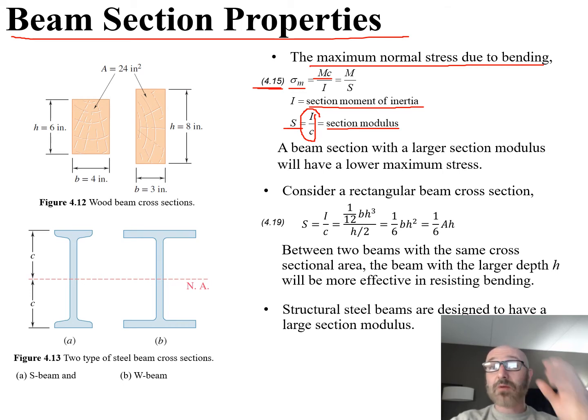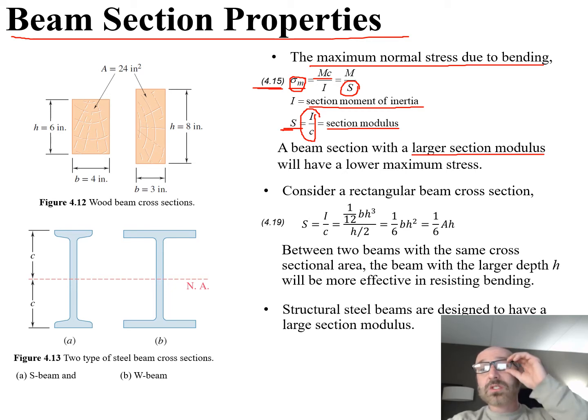Now if we take a look at that relationship in 4.15, what this shows us is that for a beam section with a larger section modulus, or S value, if our S value is bigger in the denominator, what is that going to do to our value for sigma sub m? Well, that's going to make our sigma sub m lower. So if we increase the value of S, it's going to decrease the value of sigma sub m, so they're inversely proportional.